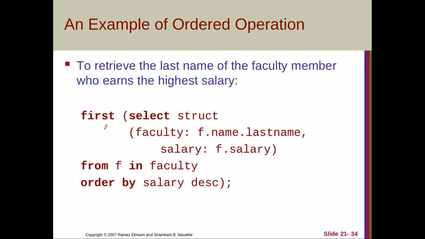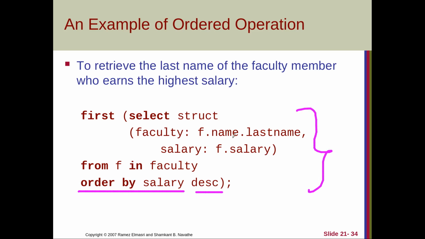That is the concept. So first, within that select struct, we need to select faculty colon f dot name dot last name. So we need to select last name comma salary, that is f dot salary, from f in faculty, order by salary, descending. That's all. It's a very simple concept.